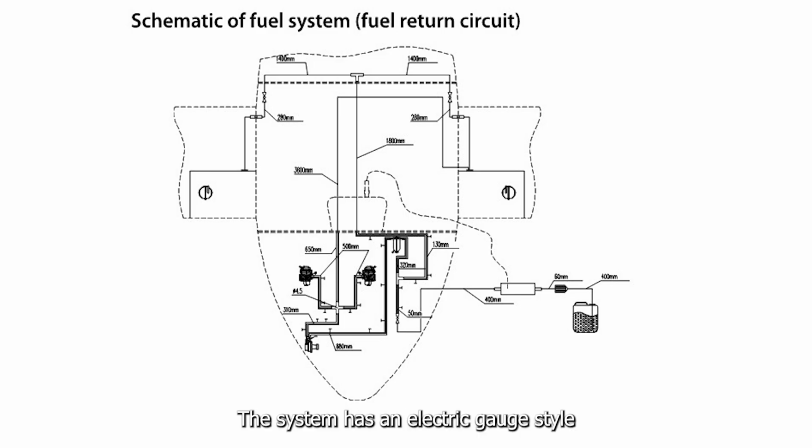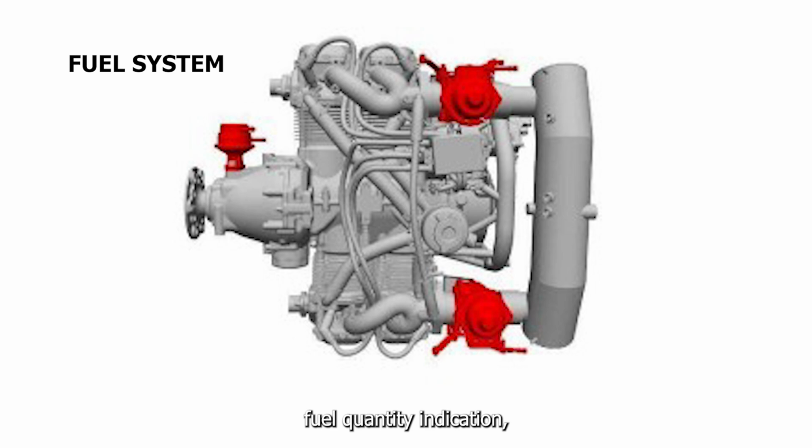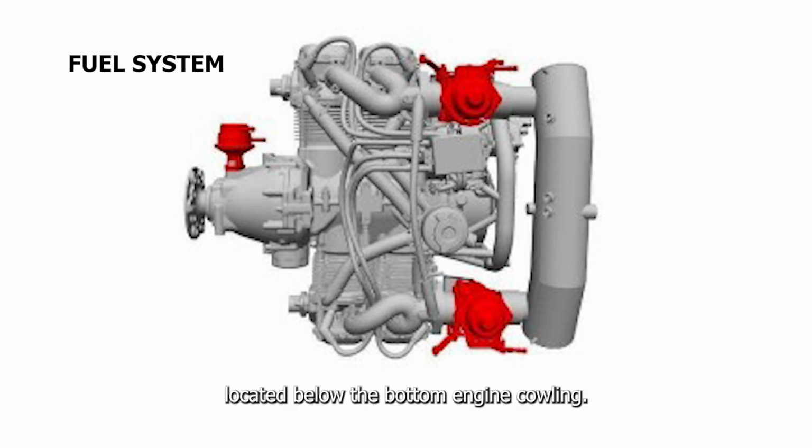The system has an electric gauge style fuel quantity indication, built into the quadrant display, EMS. Principle of indication is via float with position detection inside the fuel tank. Rate of fuel flow is calculated from RPM and MAP, manifold pressure, measurements. Draining of water or particles is achieved through draining contents of gascolator, located below the bottom engine cowling.